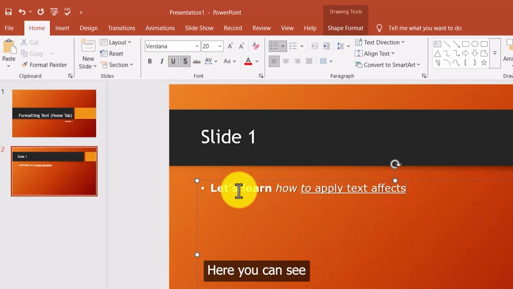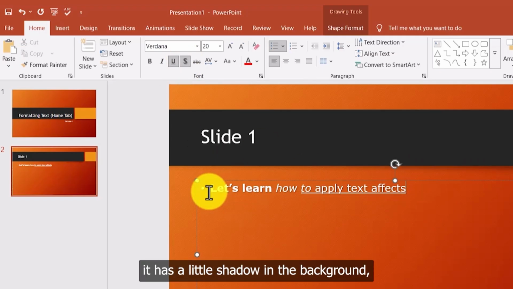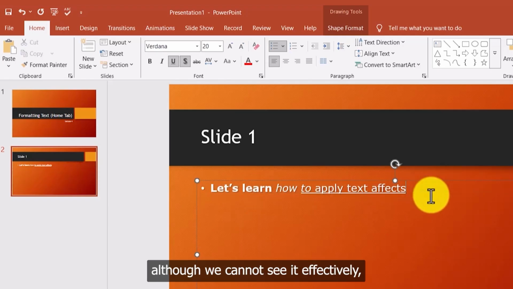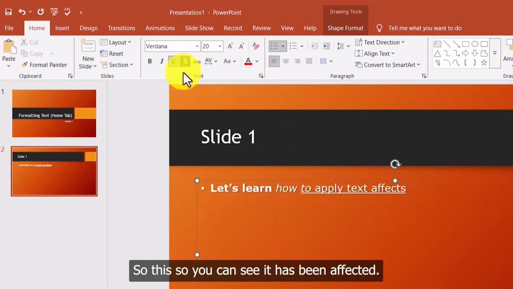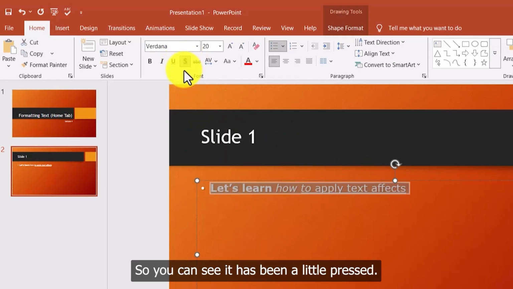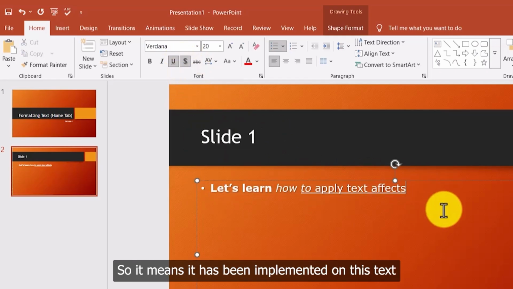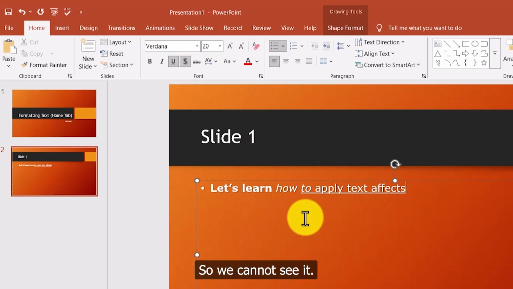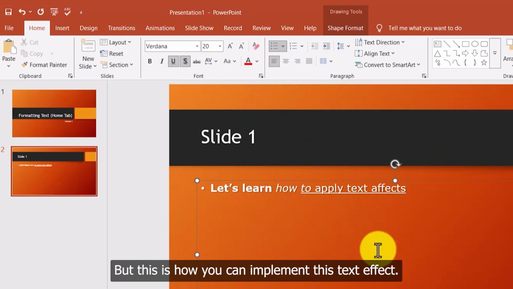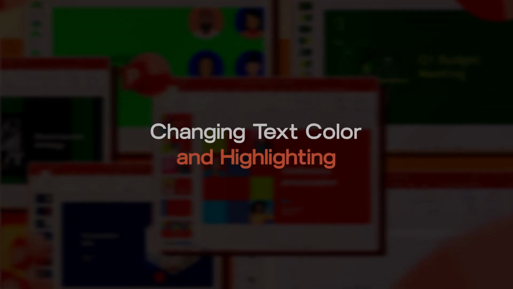Here you can see it has a little shadow in the background, although we cannot see it effectively, but it has been implemented on this. So this is how you can see it has been affected. You can see it has been a little pressed, so it means it has been implemented on this text. As we have a little different color scheme, we cannot see it, but this is how you can implement this text effect.